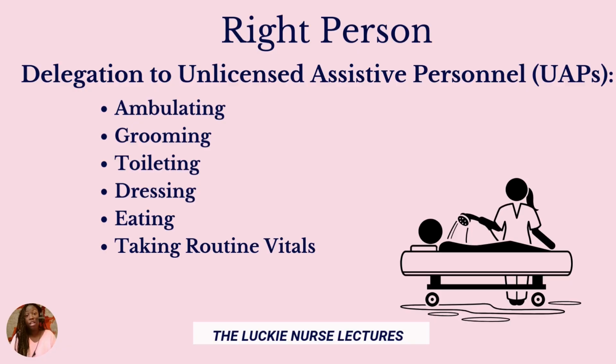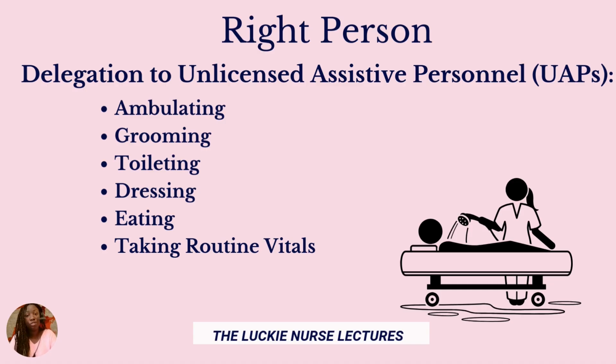Then toileting. So helping the patient use the bathroom, helping them clean and wipe themselves up after the bathroom, dressing the patient and undressing the patient, eating, whether that involves feeding them fully or just cutting up their food to make it easier for them to eat and chew. And then lastly, taking vitals. So blood pressure, respirations, oxygen saturation, heart rate, blood sugar. They can't analyze those results. So only the RN can actually analyze and interpret those results, but UAPs can still take vitals.